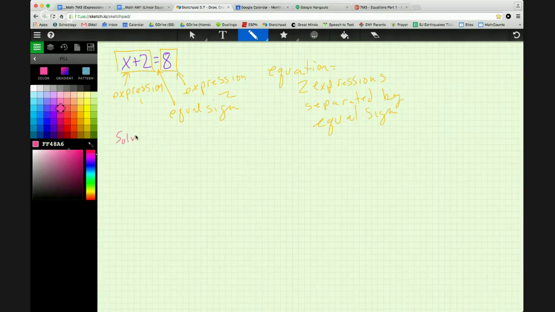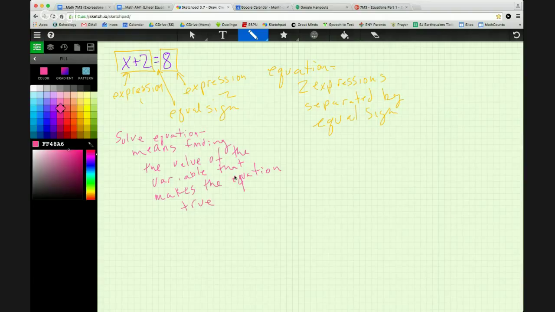So solving an equation means finding the value of the variable that makes the equation true. Makes the equation true.